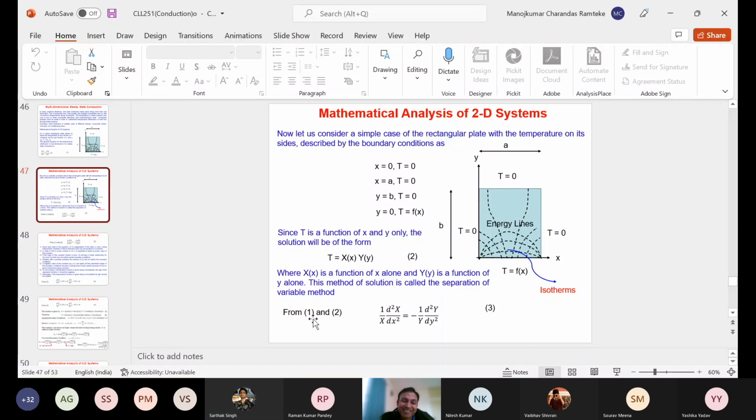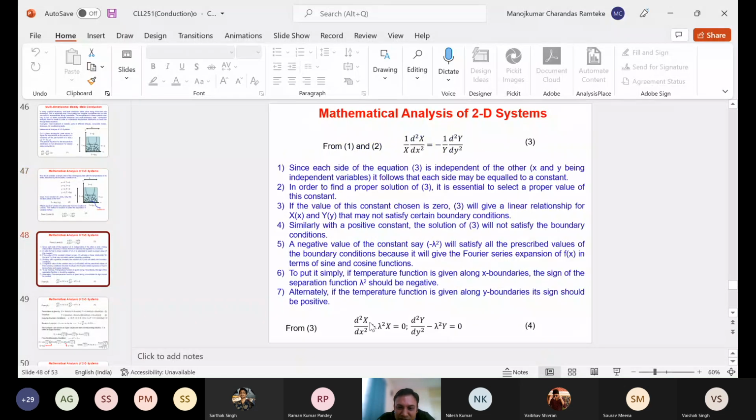So see, ultimately what matters is which individual equation we are selecting. If I'm using this 1 by X d square X by dx square, then I will use minus lambda square. Otherwise, if I'm using the minus sign here, then I will use plus lambda square, so that I can get this specific form, equation 4. Can you see? So this is perfectly all right. Whatever you said is correct.